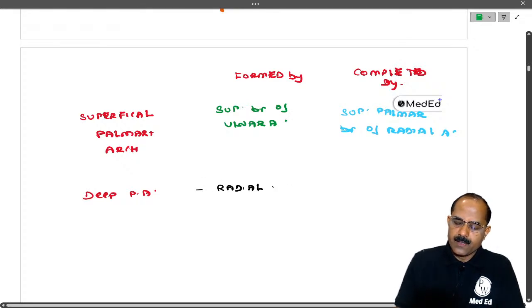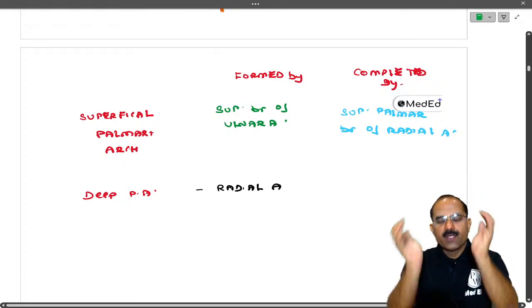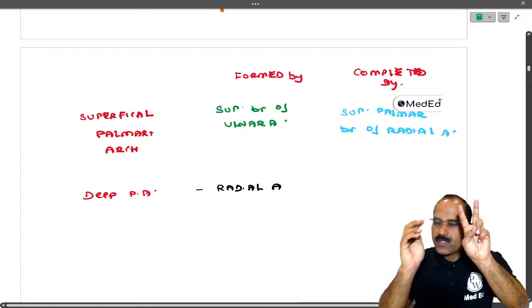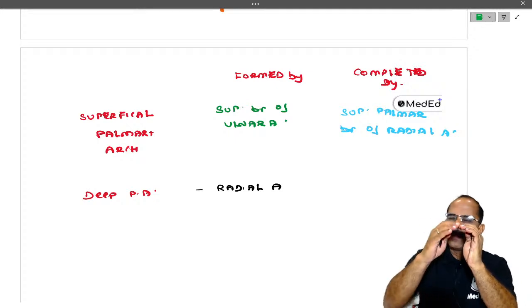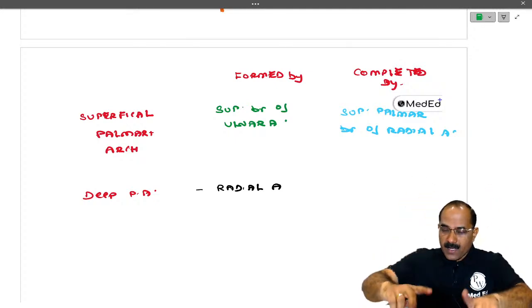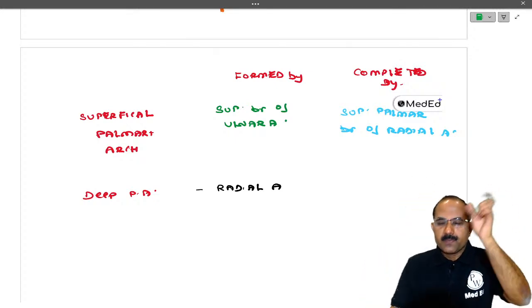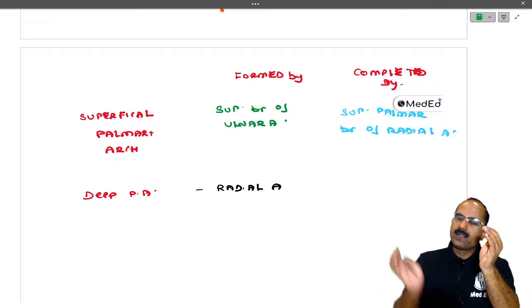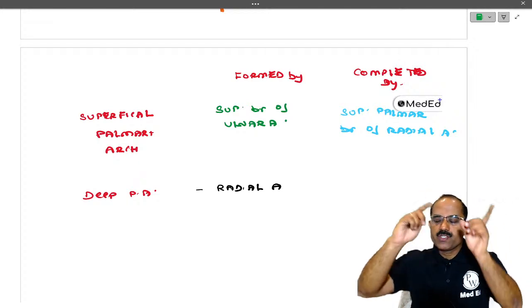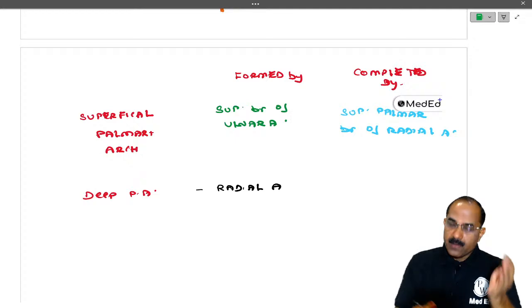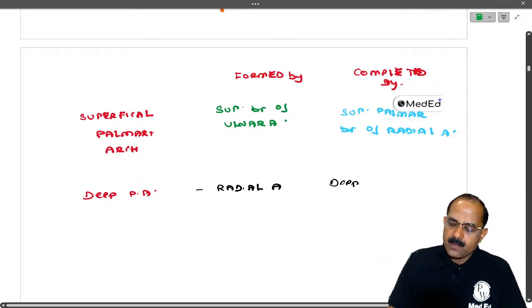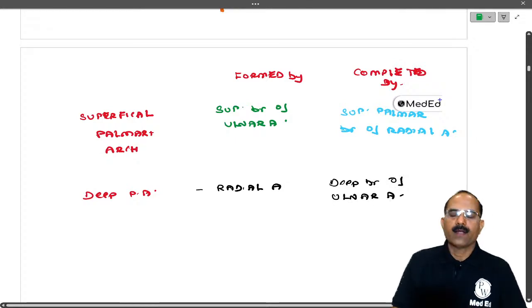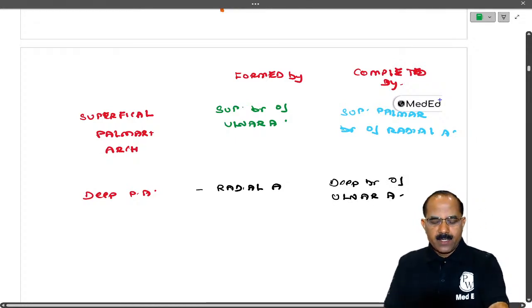Radial artery. देखो arch है ना बच्चों, arch. To make an arch, you need two arteries. दो arteries चाहिए. एक होती है main artery. The second one is just going to complete the arch. So the superficial palmar arch is formed by which artery? The superficial branch of ulnar artery, and it is completed by the superficial palmar branch of radial artery. The deep palmar arch is formed by the radial artery, and it is completed by the deep branch of ulnar artery.